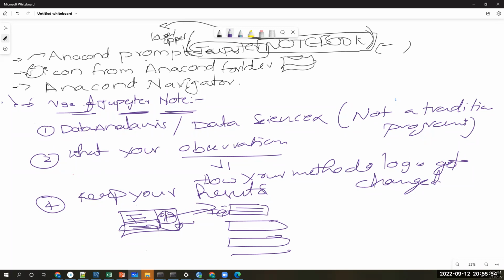Okay. Step-by-step development methodology will be allowed and it's very convenient to use.